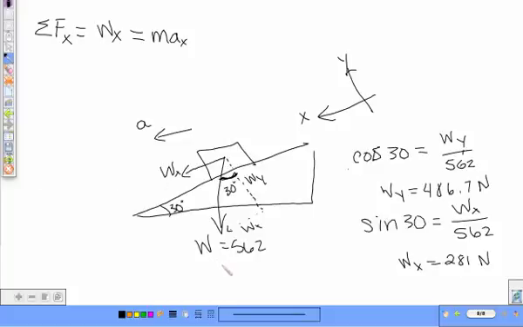And what's our mass? Or was it NG? I don't know why I thought it was NG last time. Yeah, that's weight, because we took the weight 562 times sine theta to find WX. What was the mass? Yep, divide by 9.8. What is 562 divided by 9.8? 57.35.